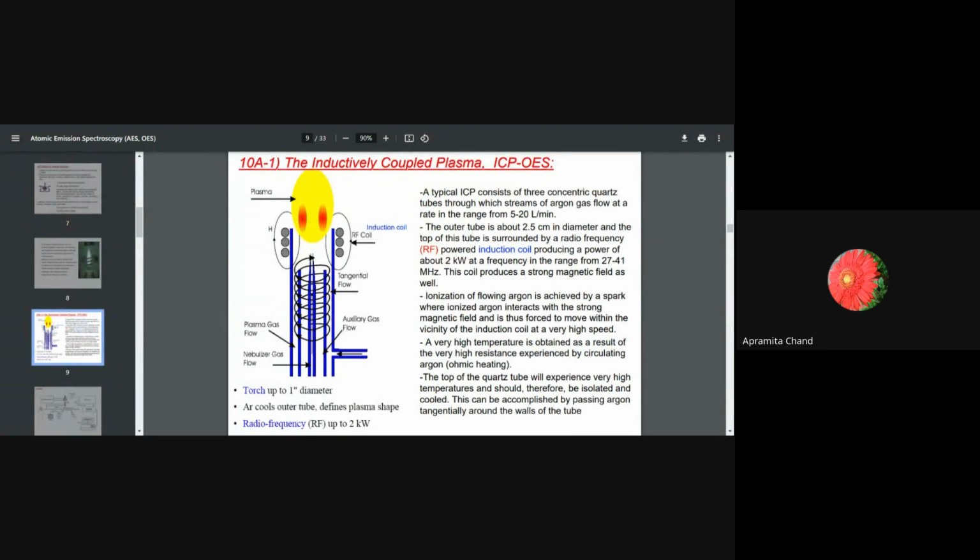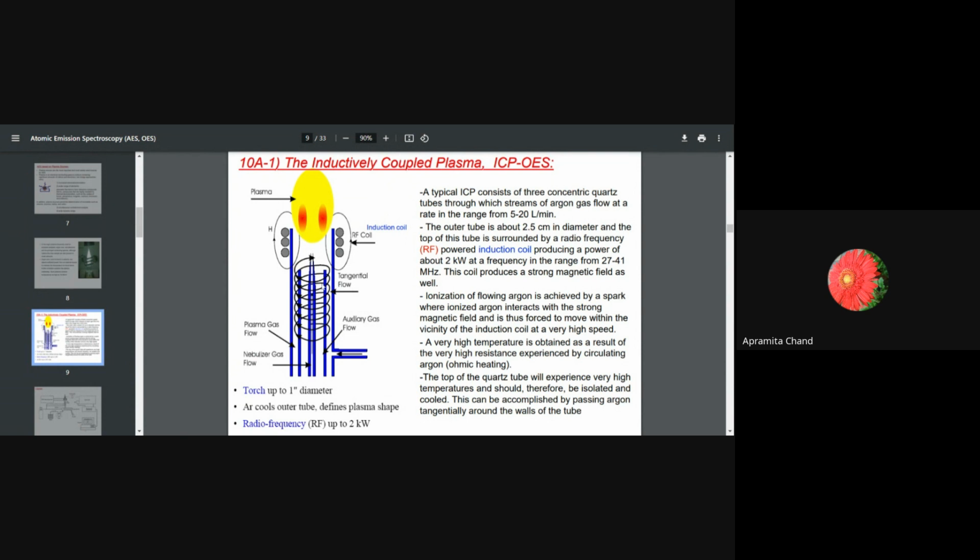This is how the configuration is. It contains three concentric quartz tubes through which streams of argon gas are flowing. Plasma gas flow is there, the auxiliary gas flow is there, and there's the tangential flow. The outer tube is surrounded by a radio frequency powered induction coil. The ionization of the flowing argon is achieved by a spark. It interacts with a strong magnetic field and is forced to move in the vicinity of the induction coil at a very high speed, and the high temperature is also obtained.